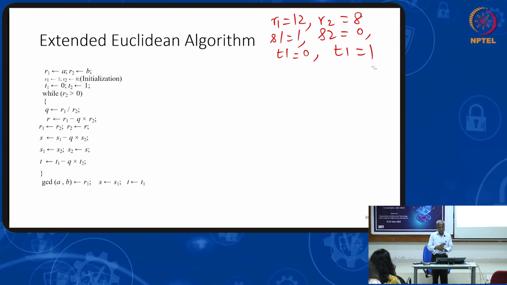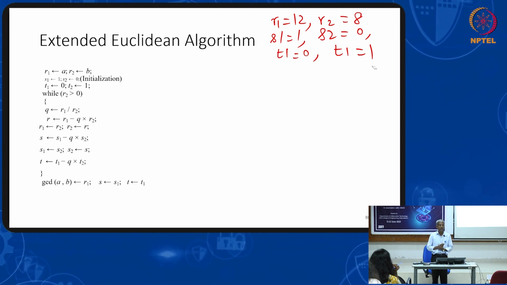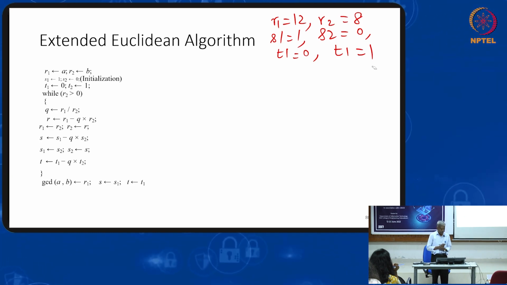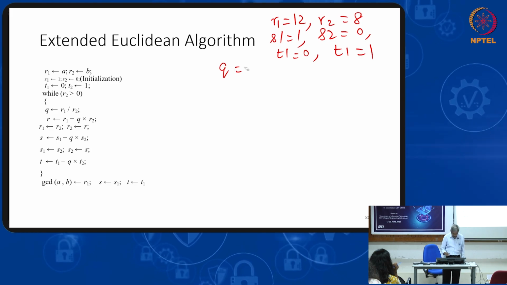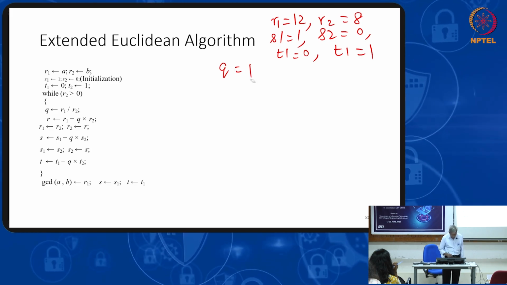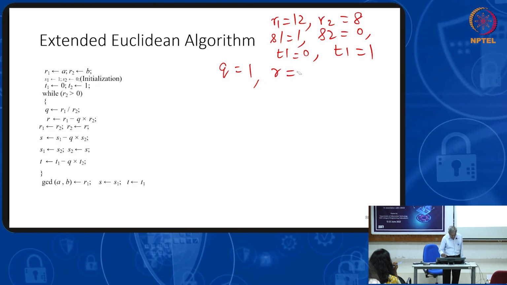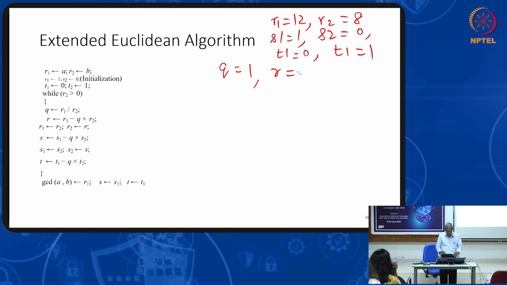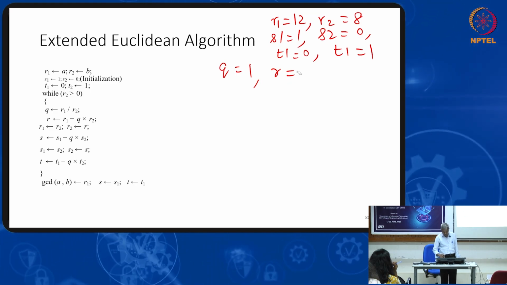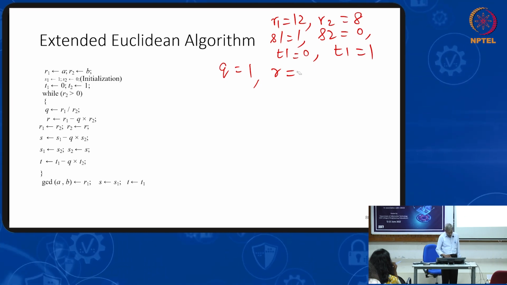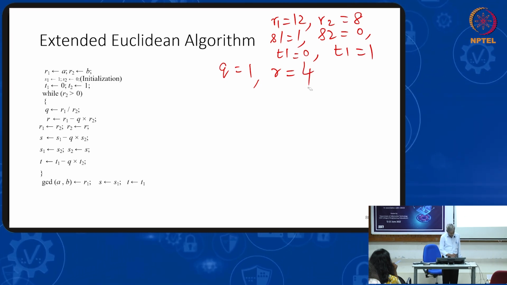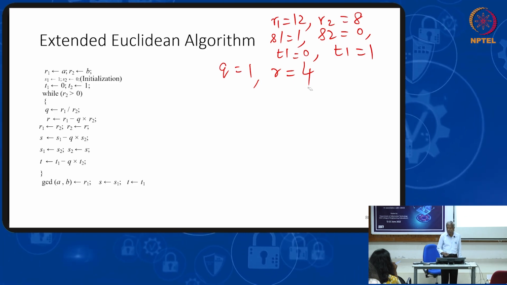Is R2 greater than 0? What is R2 now? It is 8, which is greater than 0. Therefore, Q equal to R1 divided by R2, it is 1. R equal to R1 minus Q R2. Q R2 will be 1 into R2, which is 8. R1 is 12, and 12 minus 8 is 4. It is like the previous algorithm.